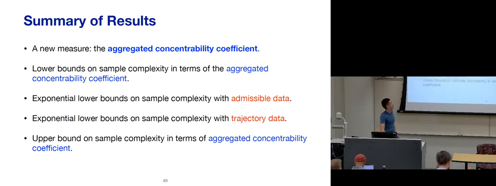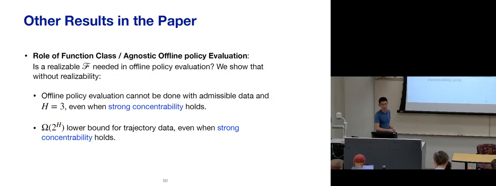So we have this summary of the results. We define this aggregated conservability coefficient. We use this to prove a lower bound for general data, and we prove this for admissible and trajectory data, and we also prove an upper bound in terms of this quantity. We also have some other results, but we'll skip this.